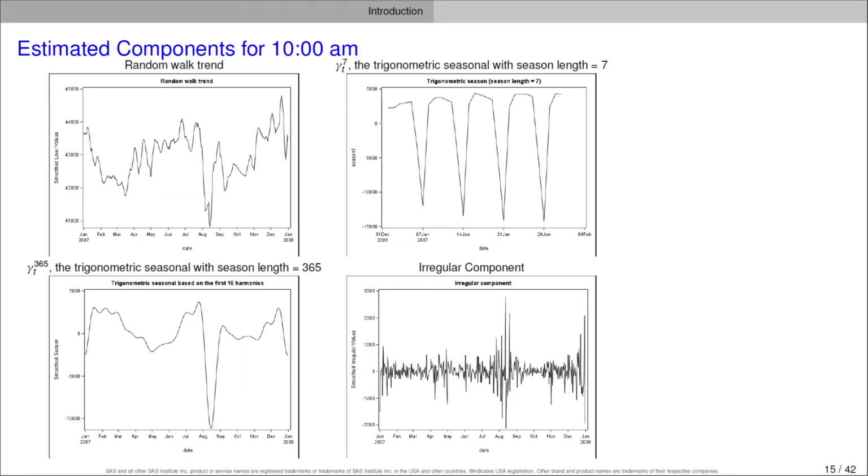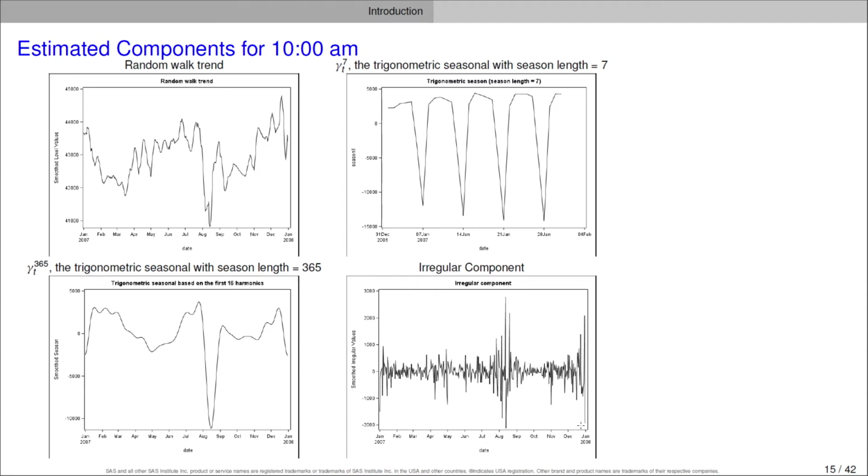This slide shows the time series plots of the components estimated for the 10 AM series. For easy viewing, only a small section of each plot is shown. Note that the horizontal axis for the gamma 7 component spans only a few weeks in the 2006 through 2007 year, whereas all other plots show the span of the entire 2007 to 2008 year. So in all these other three plots, the x-axis spans the 2007 to 2008 year, with daily points.